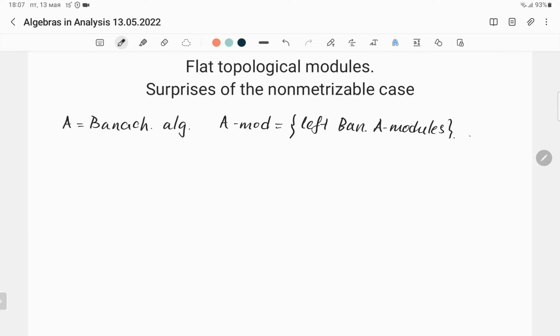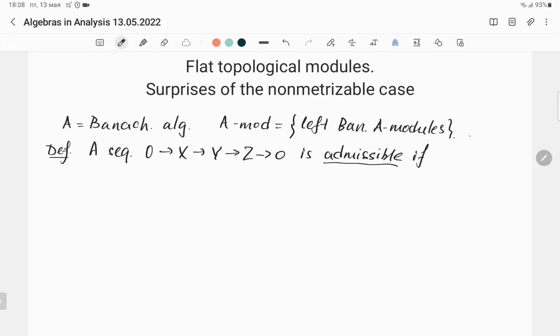And let's recall the following definition. If we have a short sequence of Banach A modules, then we say that the sequence is admissible if it is split exact in the category of Banach spaces. That is, if it has a contracting homotopy consisting of continuous linear operators. So geometrically, this means that X can be identified with a closed submodule of Y. Z can be identified with the quotient of Y modulo X. And moreover, X is complemented as a subspace of Y.